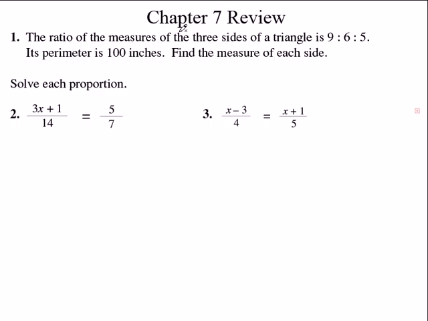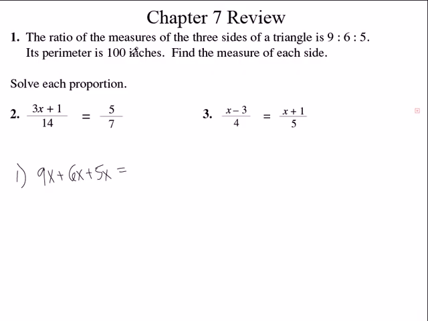It says the ratio of the measures of three sides of a triangle is 9 to 6 to 5. Its perimeter is 100 inches. So what we're going to do, for number 1, is go 9x plus 6x plus 5x. The x represents that constant, that number that all these are being multiplied by. So this represents the length of this side. This represents the length of a second side and the length of a third side. And when you add them all together, what does it add up to be?